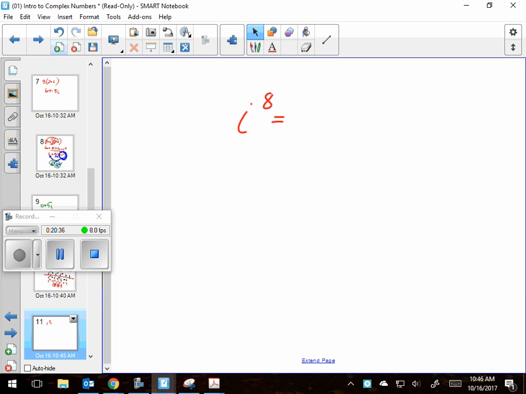The answer is either i or 1, and it's either positive or negative. That's what you have to figure out. Bunch of i squareds. Write down what you think it is and compare with the kid next to you.